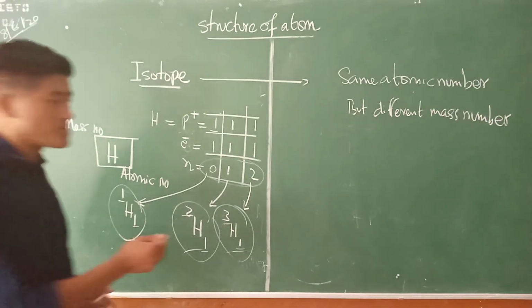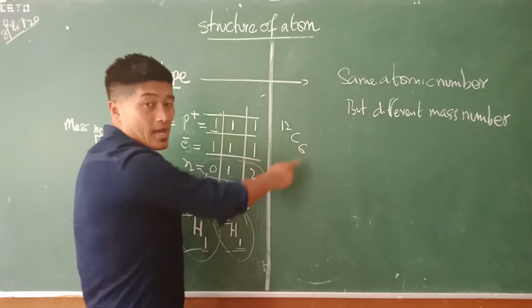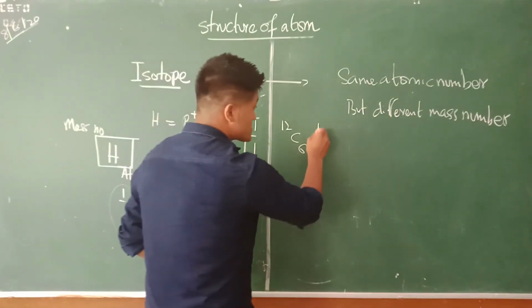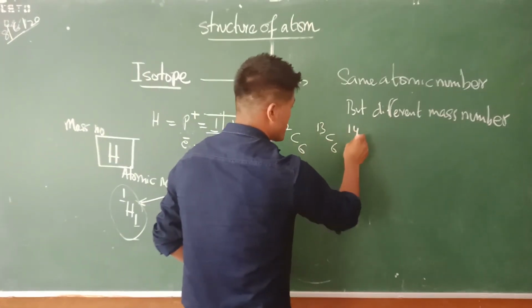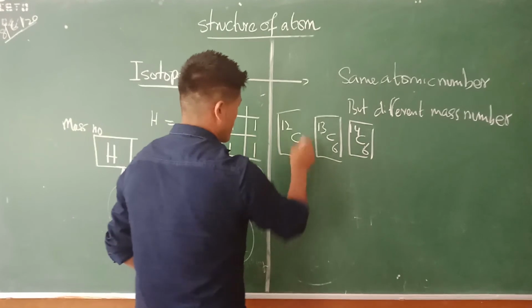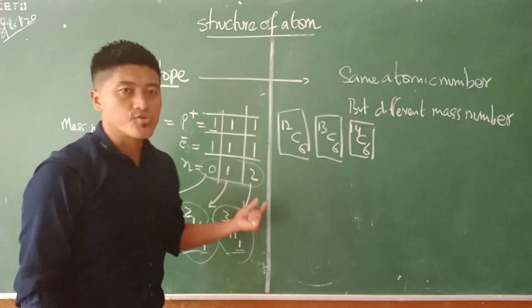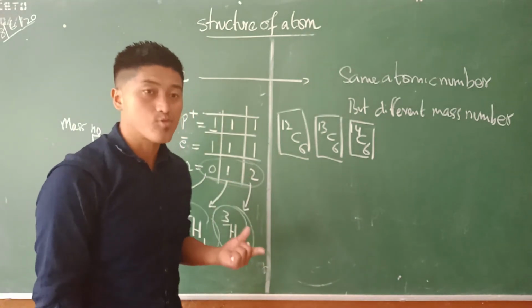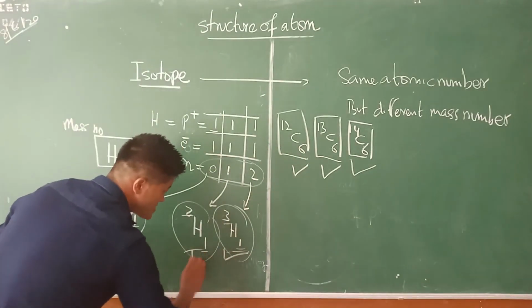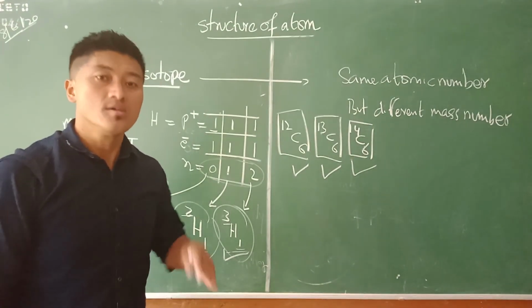Even in the case of carbon itself, carbon normally is 12 and 6: atomic number 6, with 6 neutrons, 6 protons plus 6 neutrons is 12. But there are some carbons like carbon 13 also, and carbon 14 also. Okay, is that clear? What is important for you to know is that the chemical properties of the isotopes are somewhat the same.